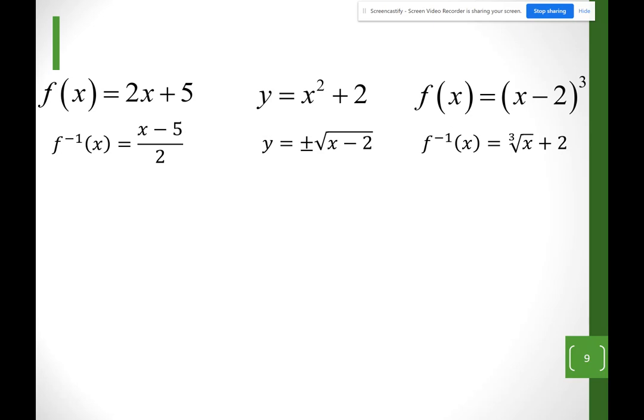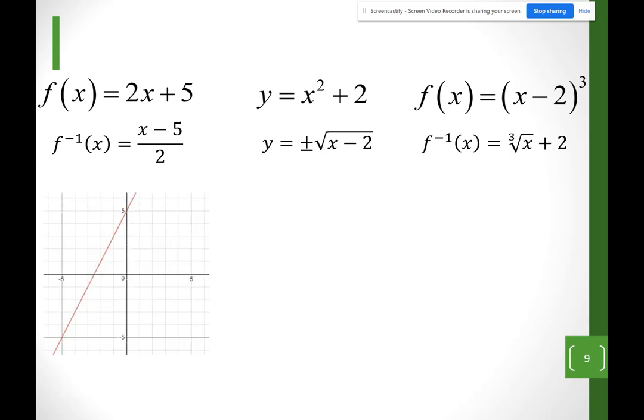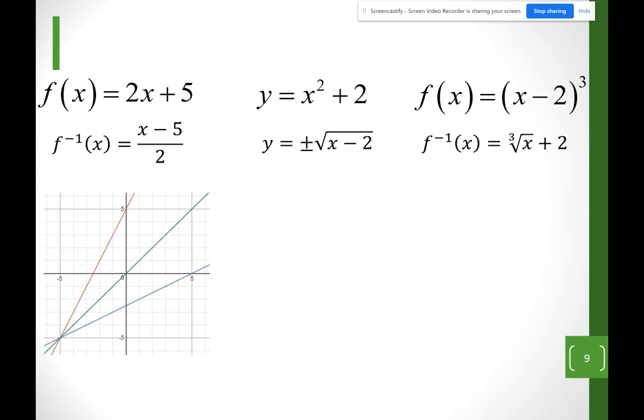We said that the first one was going to look like a line. It was going to intersect the y-axis at 5, and my slope was going to be 2 over 1. And we figured out the inverse was (x minus 5) over 2. Now, here, you see in red I have the original function, f of x. Let me graph f inverse of x. Since the x and the y were switching places, let me also draw the line y equals x.